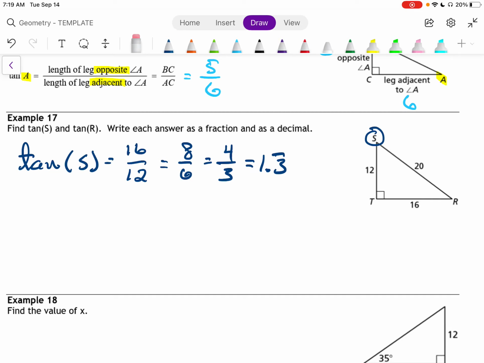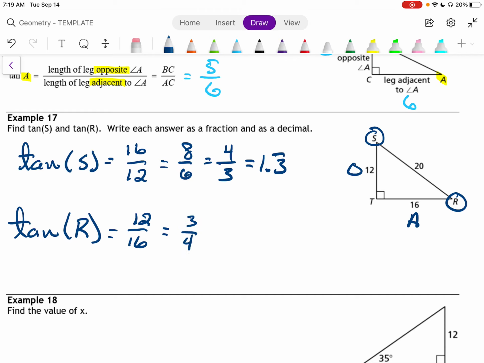Now I'm going to erase my opposite and adjacent symbols, and I'm going to say tangent of R. So now from the perspective of R, 12 is the opposite and 16 is the adjacent. So it would be 12 over 16, which would reduce to 3 over 4, which is 0.75. Notice here that these are reciprocals of each other. Okay, that's always going to be the way that tangent works. If you take both angles and find the tangents, they're going to be reciprocals of each other.